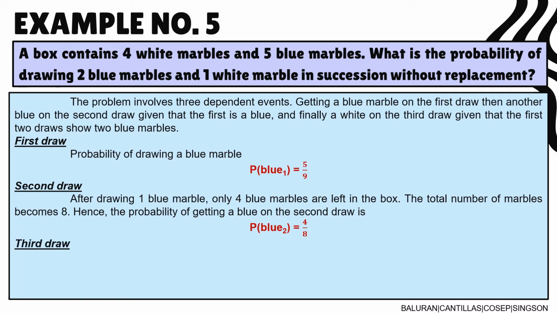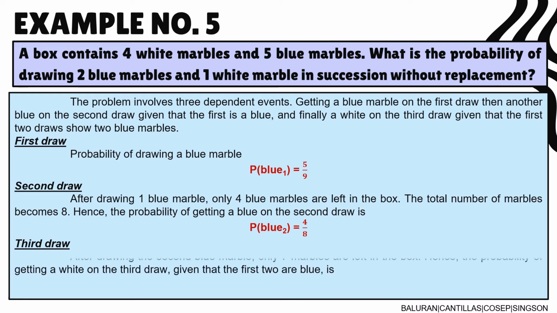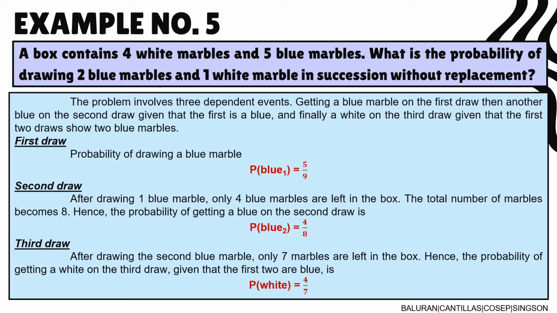Then for the third draw, which is getting one white marble, after drawing the second blue marble, only 7 marbles are left in the box. Hence, the probability of getting a white marble in the third draw, given that the first 2 are blue, is equal to 4 over 7. In this case, we still use 4 since the white marbles are still complete. Then 7 here since the 2 marbles are already taken.